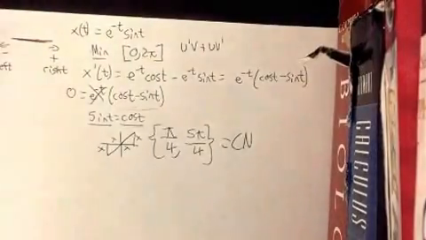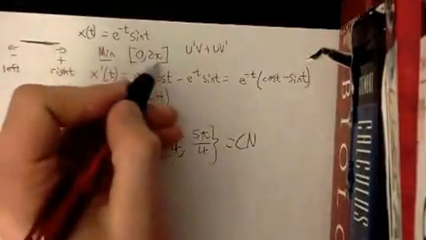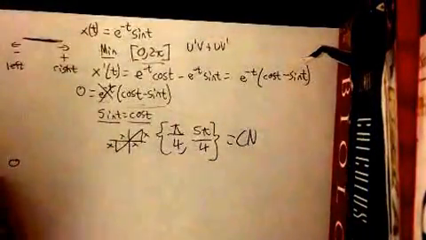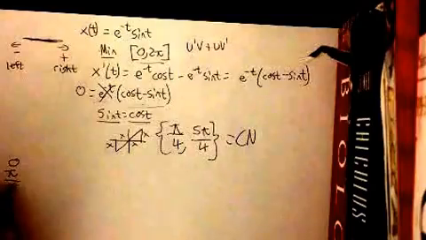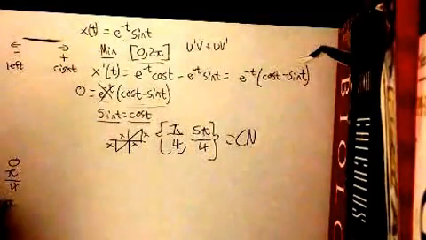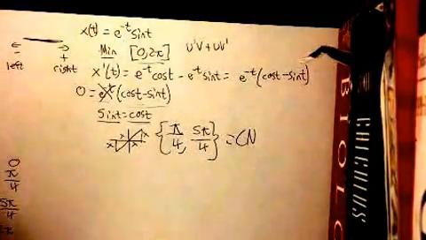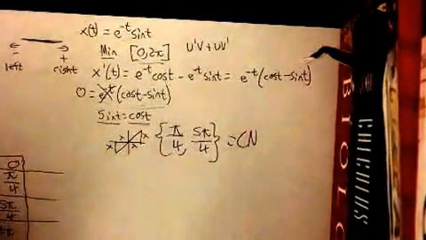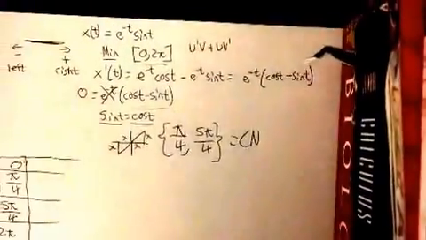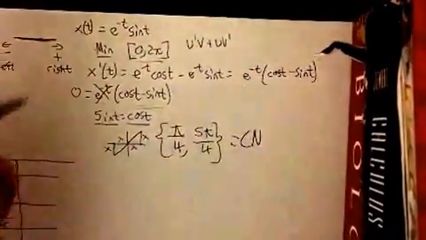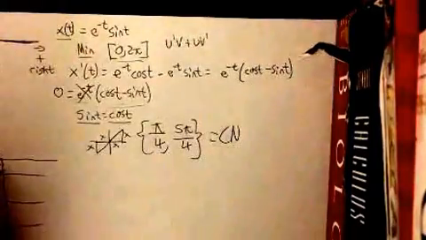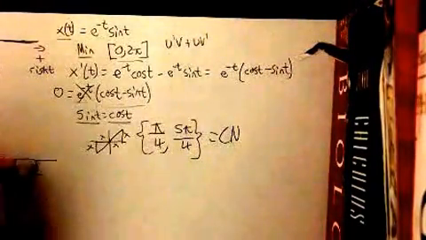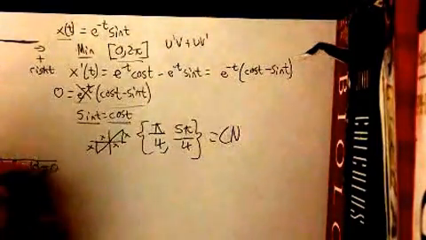A refresher: we also need to consider the endpoints when we're finding an absolute maximum or minimum. So we take the points we're going to test: 0, pi over 4, 5 pi over 4, and 2 pi. Probably draw lines in between these, just so you don't get confused. We're now going to find what the value of x of t would be at these points. So here we have e to the 0, sine of 0, which, because sine of 0 equals 0, equals 0.